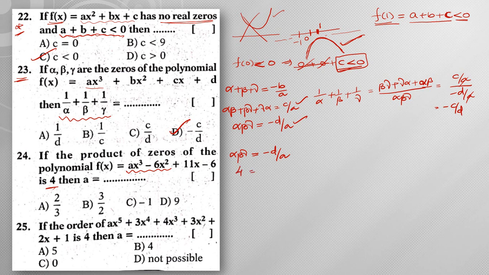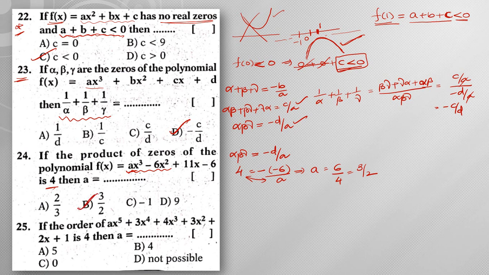So 4 is equal to minus of minus 6 by a, because x cube coefficient is a here. Now on simplification, when you exchange these places, that is nothing but doing cross multiplication, you can write a is equal to minus of minus 6, which is plus 6, by 4, which is nothing but 3 by 2. Hence the answer is 3 by 2.